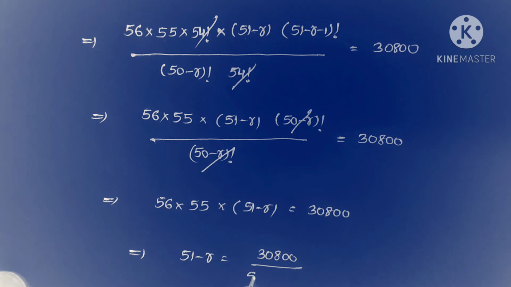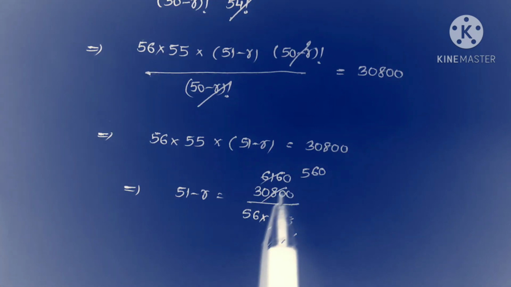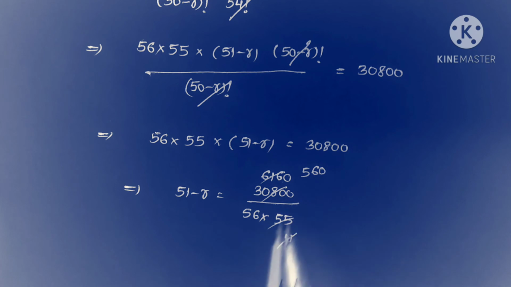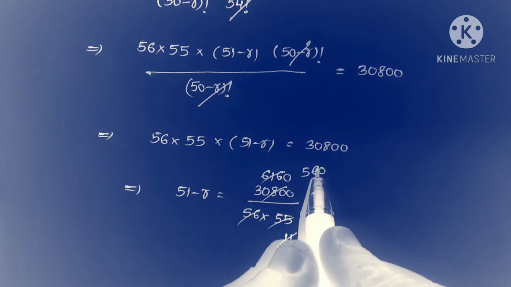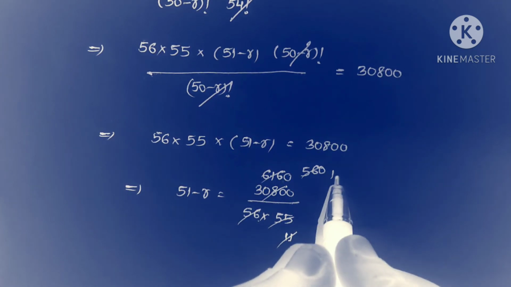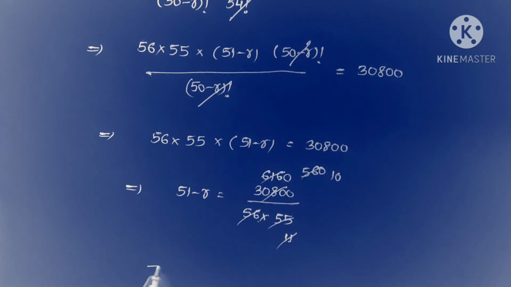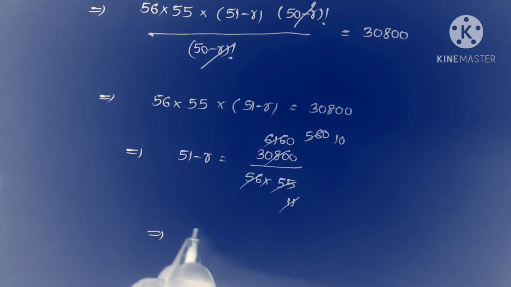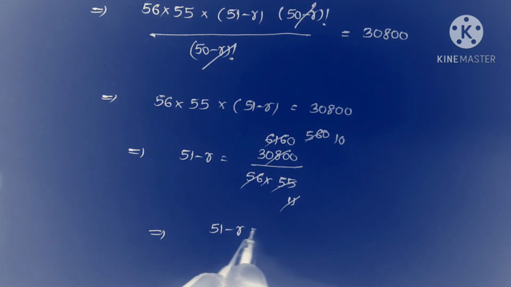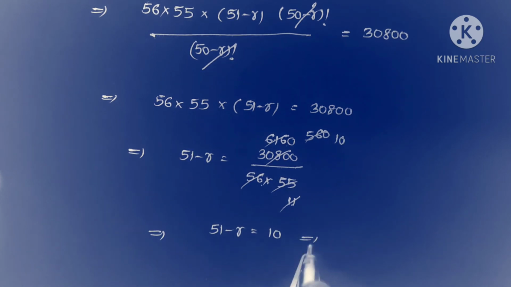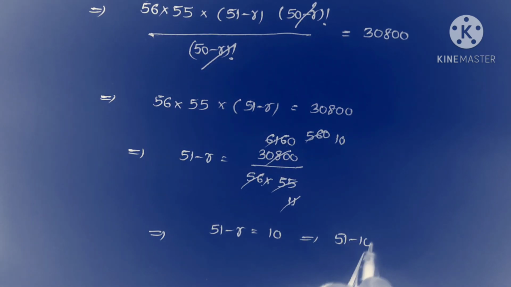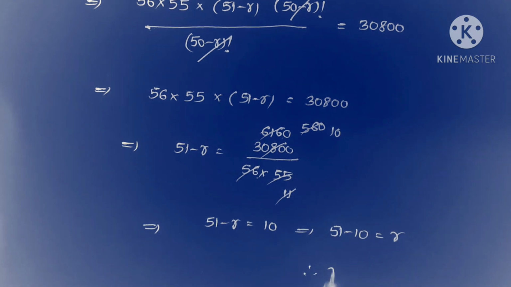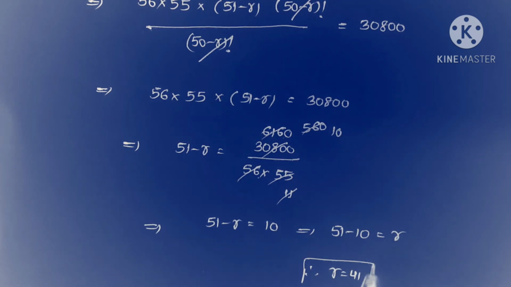Now taking the simplifications, which implies 51 minus r is equals to 30,800 by 56 into 55. Cancellations: 5 11s are 55, 56 by 560, and again 11 table 560. Now here 560, 560 cancelled by 10 times. Therefore 51 minus r is equals to 10, that is 51 minus 10 is equals to r. Therefore the value of r is equals to 41.